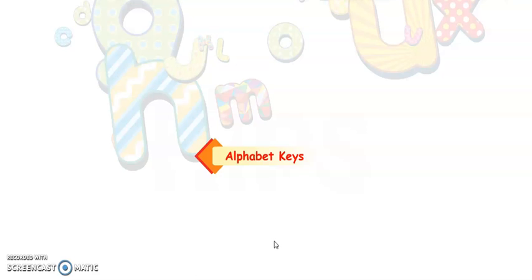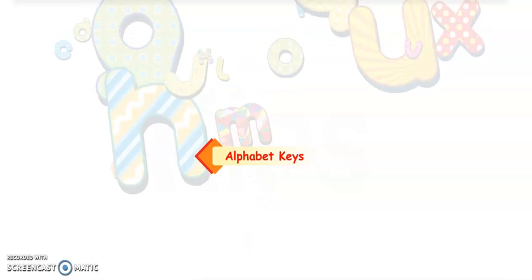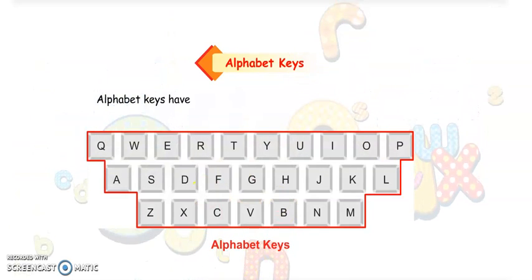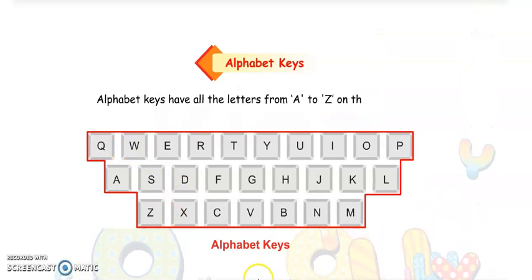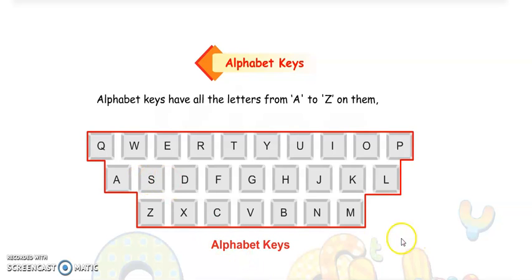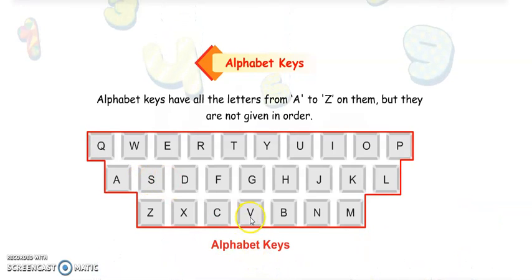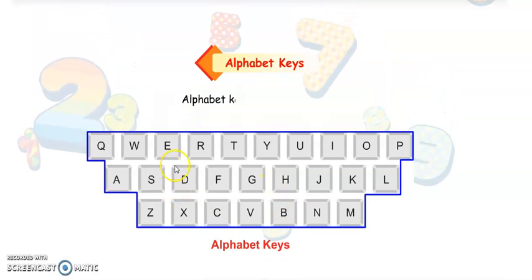So one by one I will explain you uses of these keys. First of all, we will discuss about alphabet keys. Alphabets are A to Z alphabets. With these alphabets only we can make words, sentences, paragraphs. Alphabet keys have all the letters from A to Z on them, but they are not given in order. There is some specific order for doing fast typing with our two hands. That's why these keys are arranged like this.